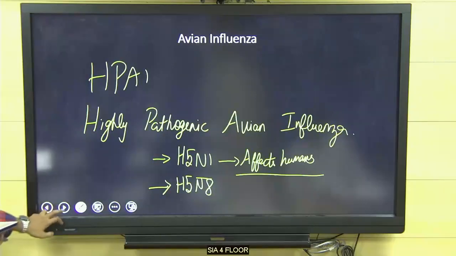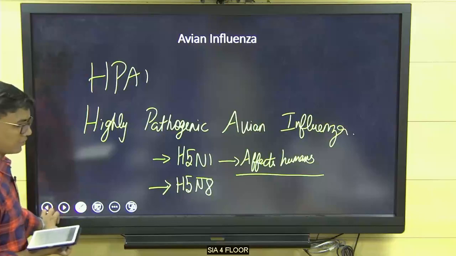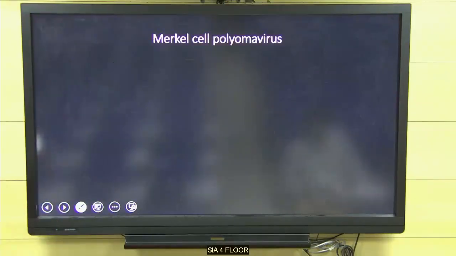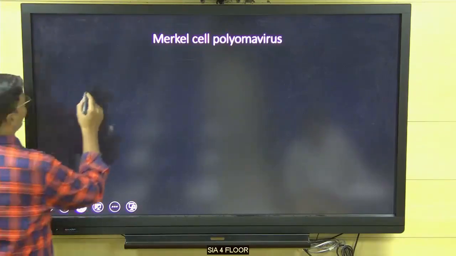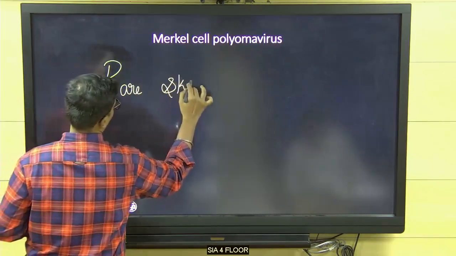The next thing is poliomyelitis, which is related to polio, but if you come across the term Merkel cell polyomavirus, polyomavirus is nothing related to polio. It's a type of rare skin cancer. It's a rare skin cancer.